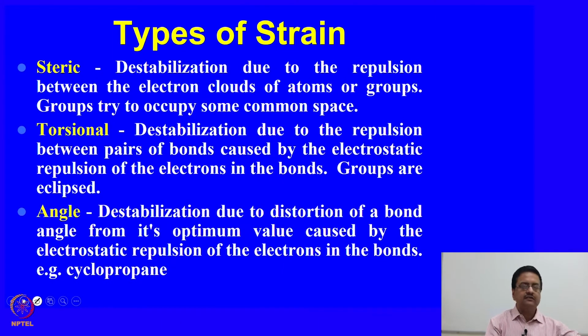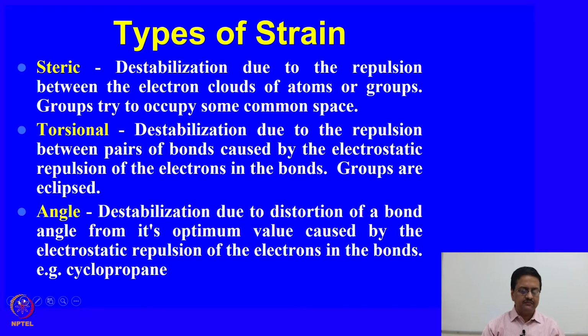When we talk about the strain that is generated due to various orientations of the molecule, we learn there are different types of strains. The first type of strain is the steric strain, that is the destabilization due to the repulsion between the electron clouds of atoms or groups of atoms. They try to occupy the same common space.